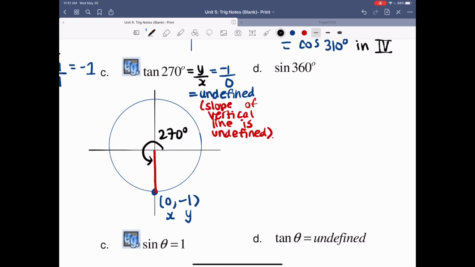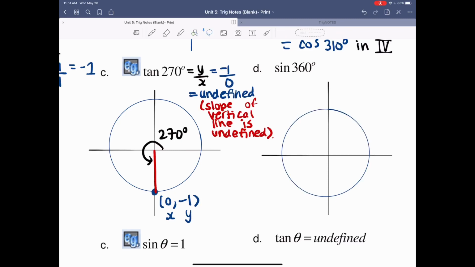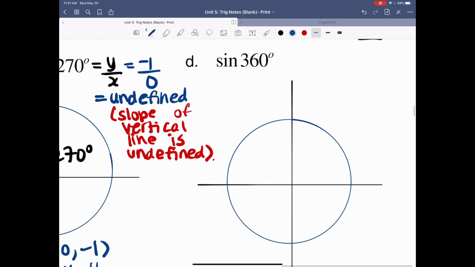Question D, sine 360. Draw the x and y axis and a circle centered at the origin. When you're dealing with sine 360, that means your terminal arm is over here with a coordinate of 1, 0.